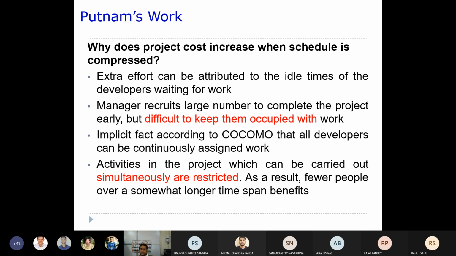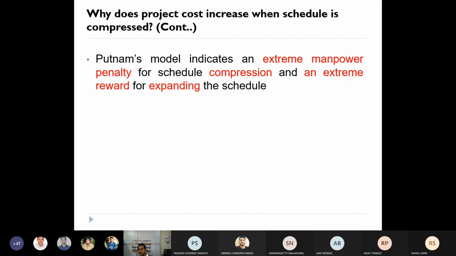Now, Putnam's model indicates an extreme manpower penalty for schedule compression, and an extreme reward for expanding the schedule. Now you can understand.